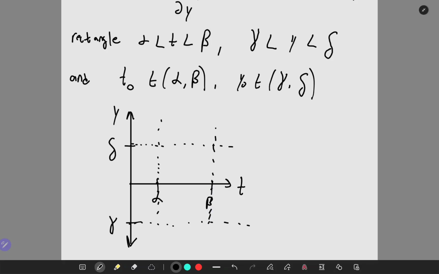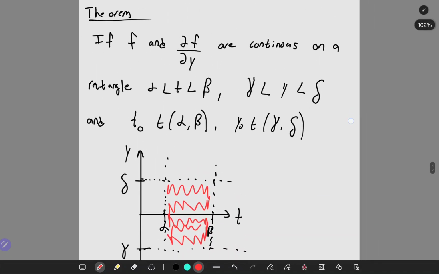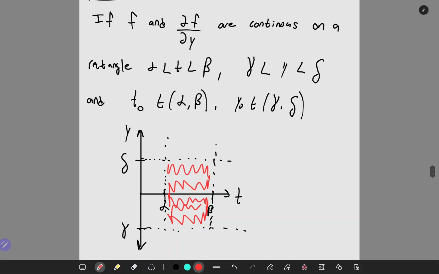So now if we shade this area in here, this area that's here is our rectangle. So what this theorem is saying is that if f and the partial of f with respect to y are continuous on this rectangle, meaning that it exists everywhere where t exists in those bounds and y exists in those bounds, right? So this is the overview of the theorem.